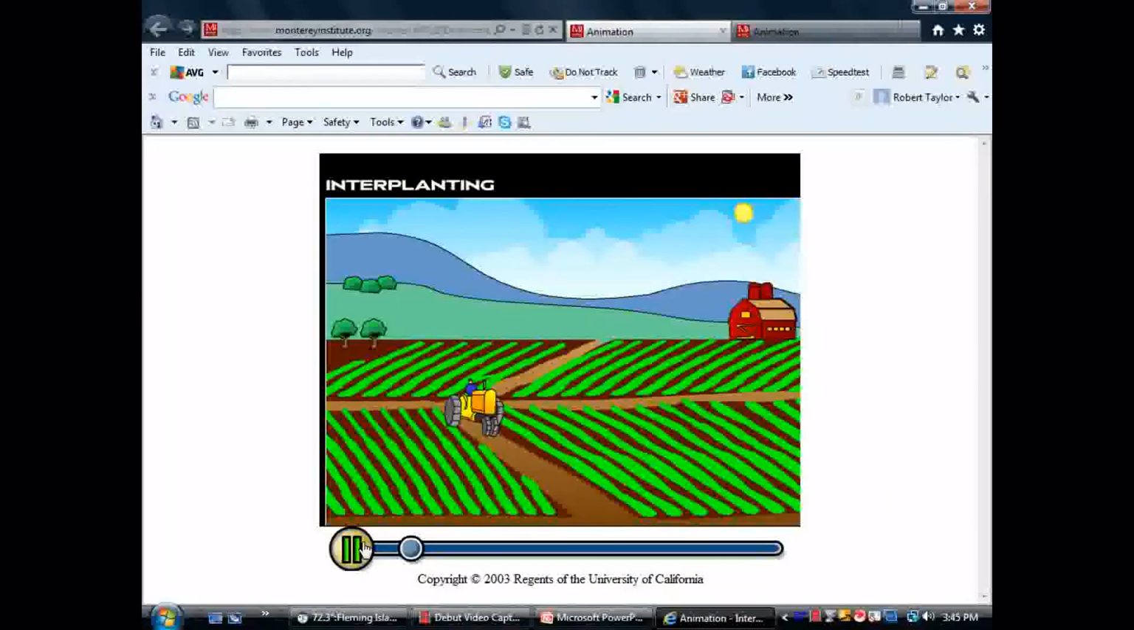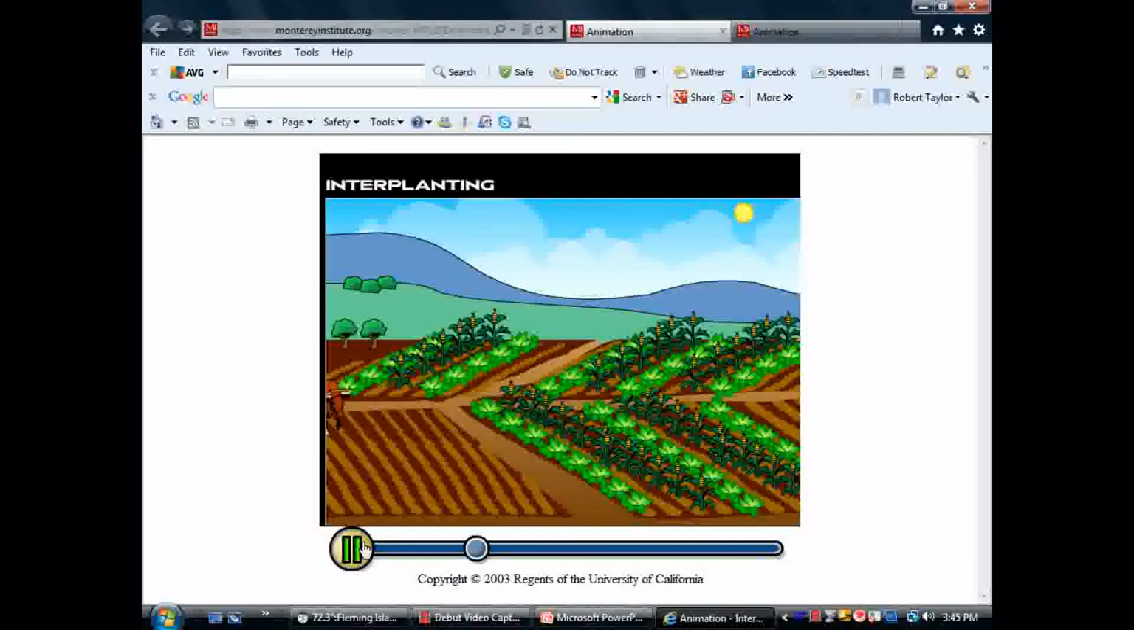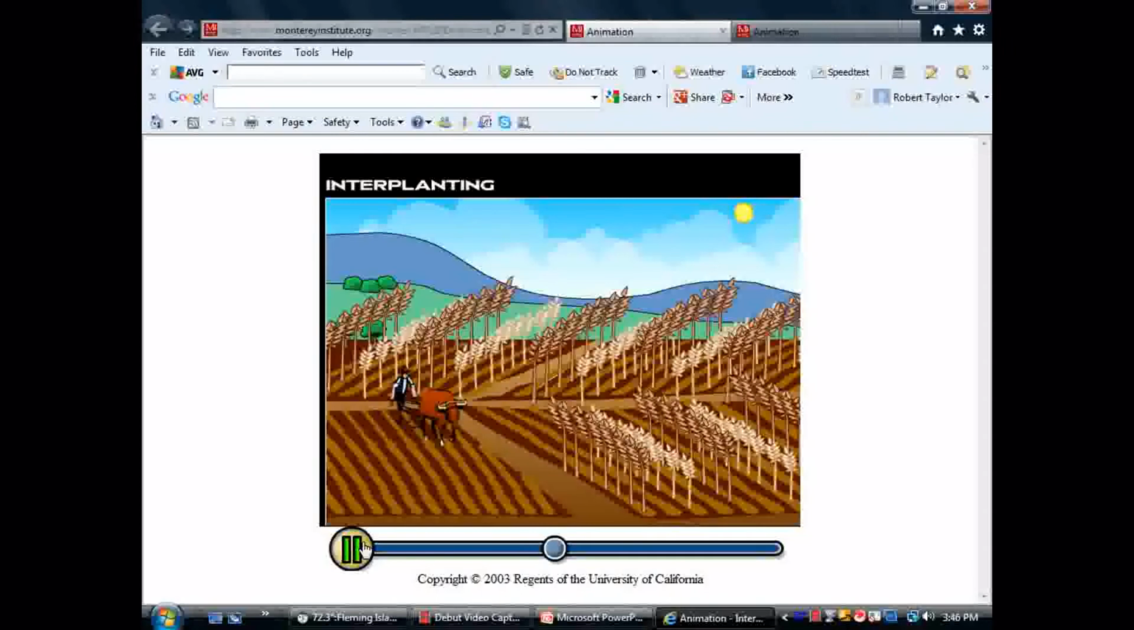Industrialized agriculture in developed countries usually involves growing large fields of monoculture crops. Traditional farmers in developing countries, however, often grow several crops in the same field. This practice is known as interplanting. By planting a diverse mix of crops, there is less chance of losing everything due to pests, bad weather, and other disasters. There are several types of interplanting.